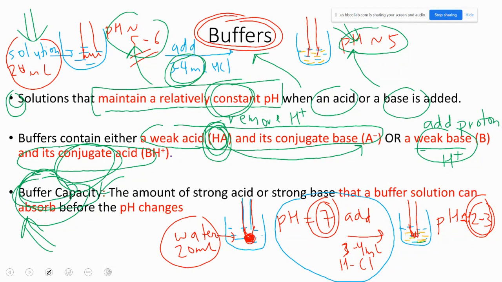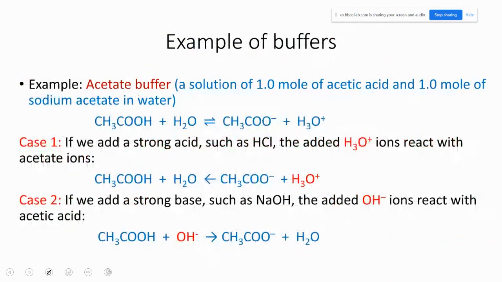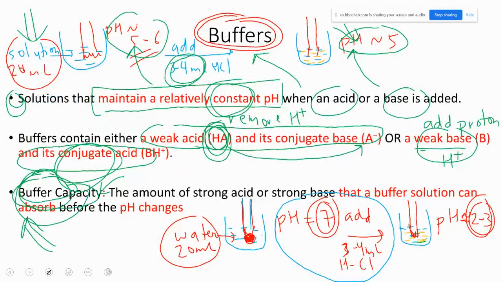All right, so I hope this buffer concept is making sense. Again, I want you to take your time, make sure you understand this concept. All right, so I'm going to stop here.